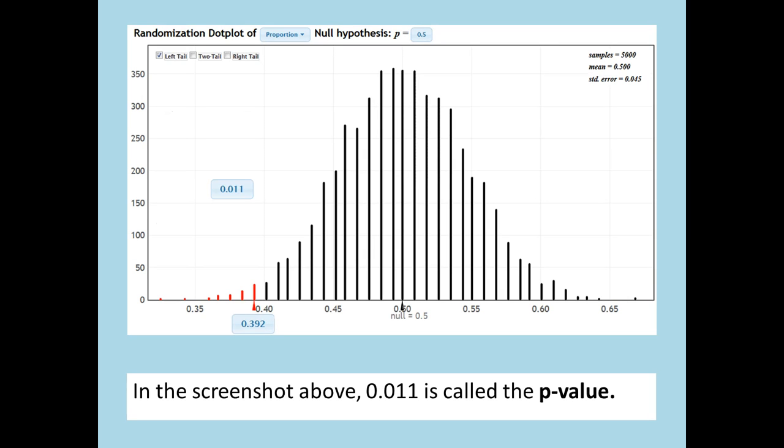Notice in the upper left of the screenshot, I have left tail selected. Basically all I did was select that, and then I specified the bound on the tail as 0.392, which is what you get when you round to 3 places, dividing 47 by 120.